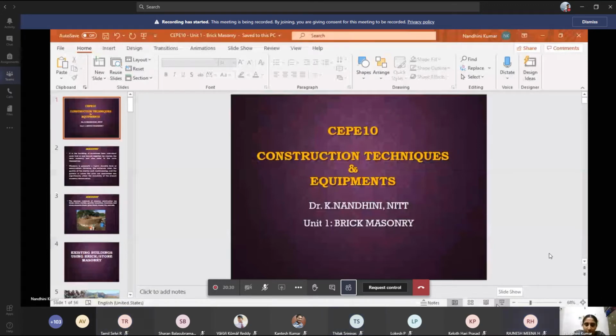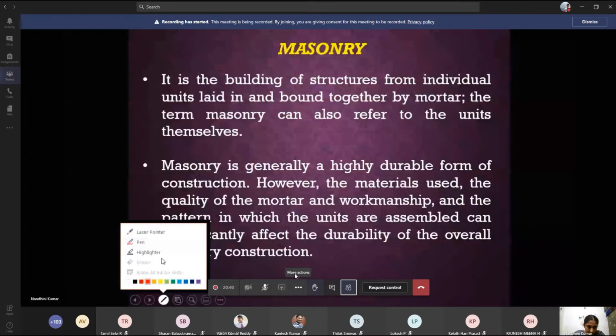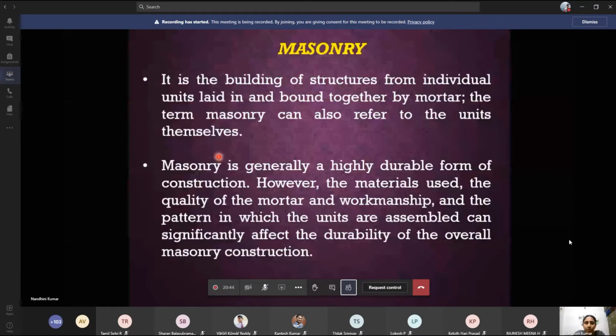This is the first topic of the first unit. The first unit is the fundamentals, in which we'll be dealing with brick masonry today. What is brick masonry? As you all may have some idea about it, it is the building of structures from individual units. You have individual units which are combined together, and you apply some external material to hold them. That is your mortar.